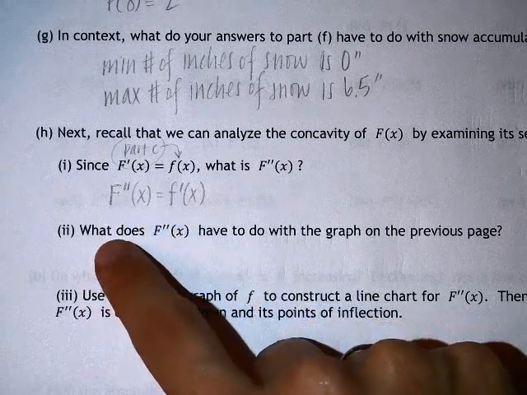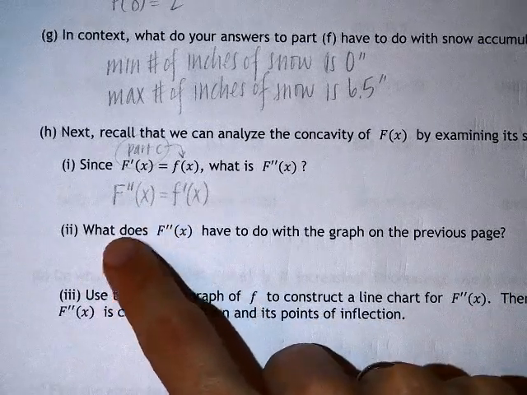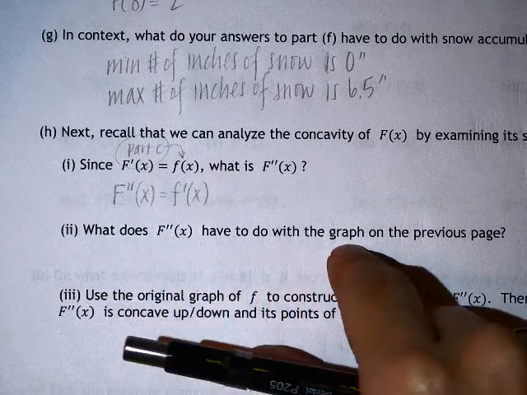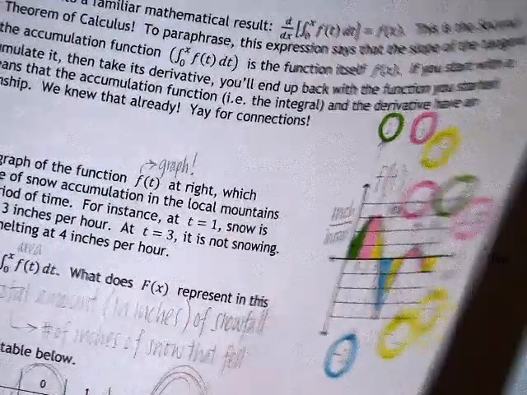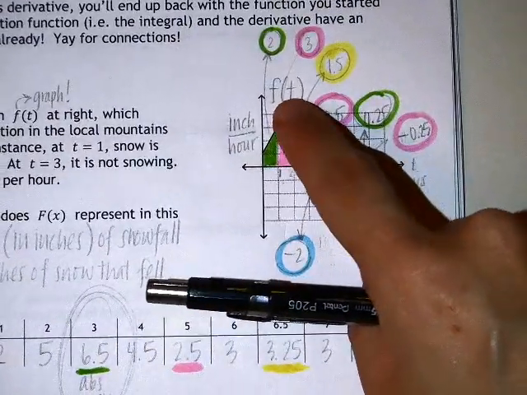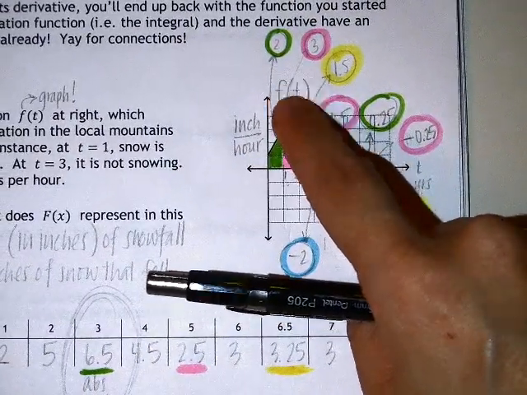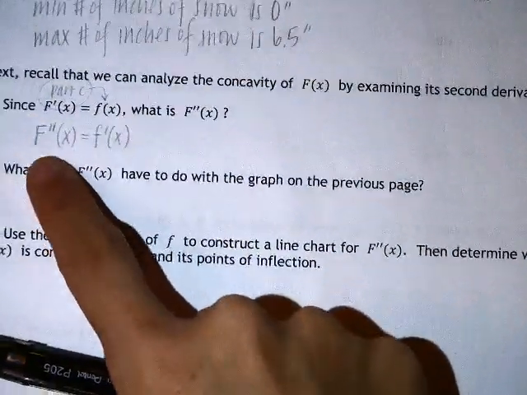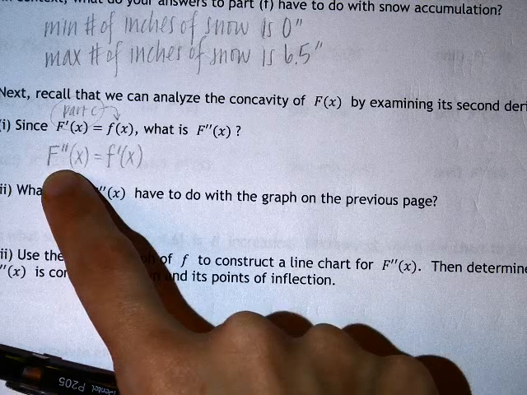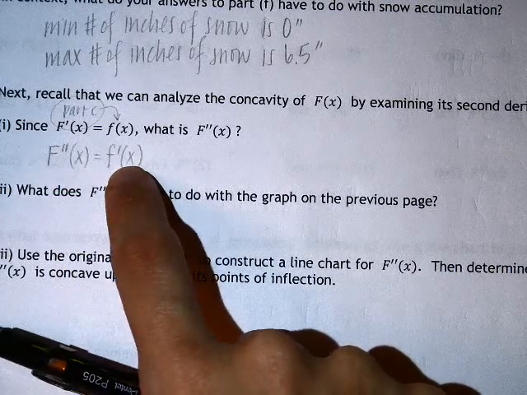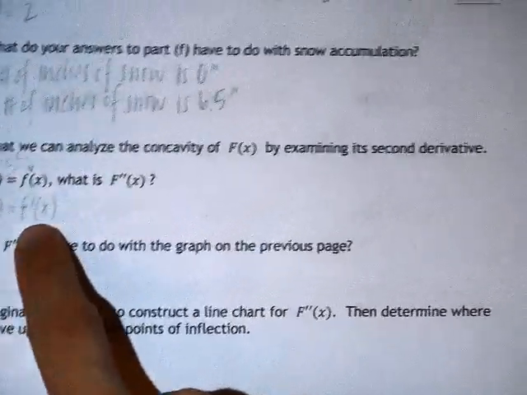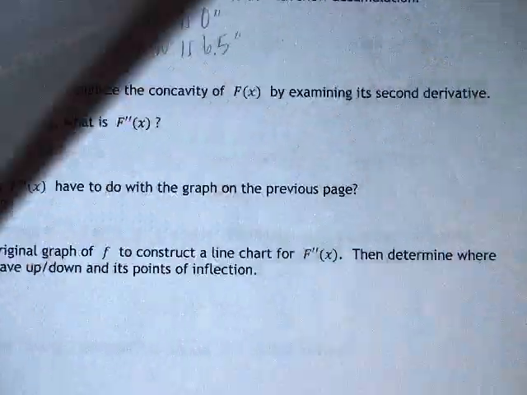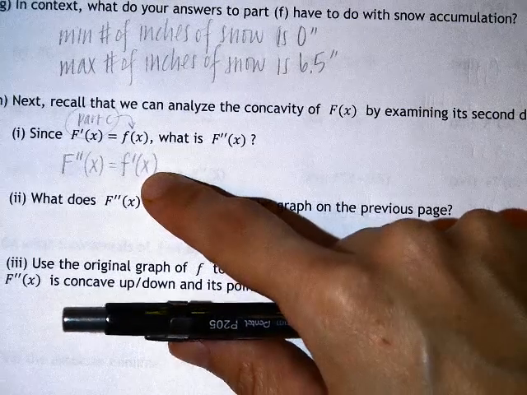I'm going to look at part 2 for a second for a context clue. It says, what did big F double prime have to do with the graph? Well, that seems strange. Why would I look back at the graph? The graph is little f. Oh, wait. That's the missing link. Big F double prime doesn't have to do with the graph, but little f does. Little f prime is something I can look at the graph to interpret. Think about that for a second. What would little f prime have to do with a graph?